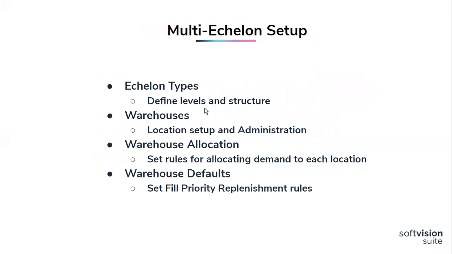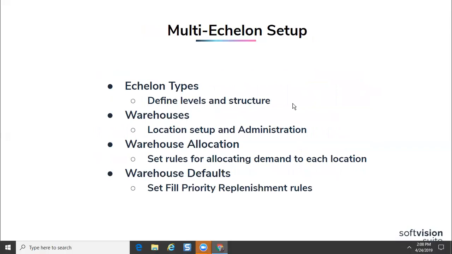So we do have some admin setup requirements. We have to define those echelons. And the echelons we refer to as typically the main distribution center, if you've got regional distribution centers and retail stores or those virtual warehouse locations that Jeff mentioned. With the 1901 version, we give you a little bit of flexibility with the direction of the flow of inventory with these echelons. We then have to set up the actual warehouses and locations to define them.